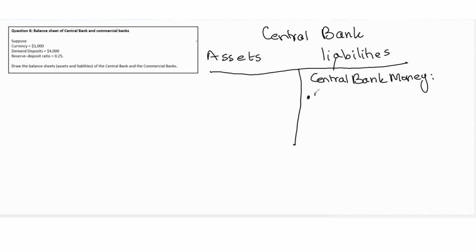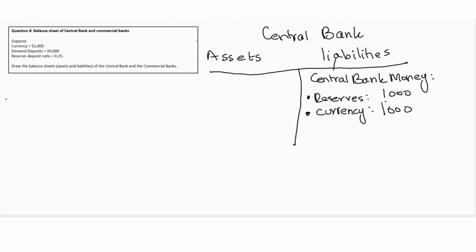And we know this includes reserves. And we know this includes currency. Now, we're not given the reserves, but we're given the currency is 1000. So let's just write first currency 1000. We're not given reserves, but we can actually very easily find reserves is also 1000. And how do we do that?